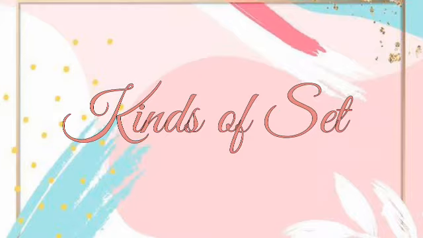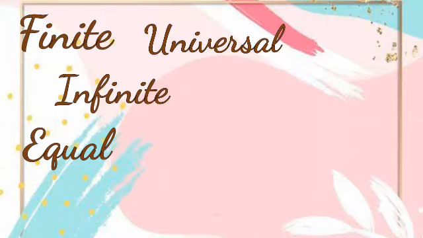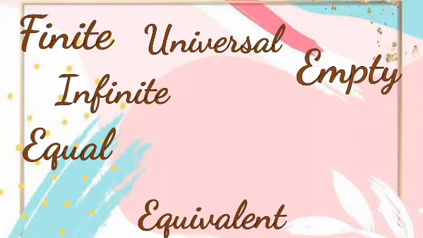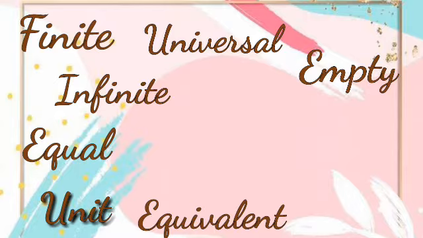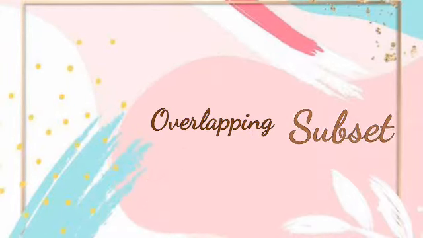Today, we will learn about the different kinds of set. But if you haven't watched the lecture about the introduction of set, you can click the link from the description below. So what are the different kinds of set? We have the finite set, infinite set, equal set, the universal set, equivalent set, empty set, unit set, disjoint set, overlapping set, and the subset.